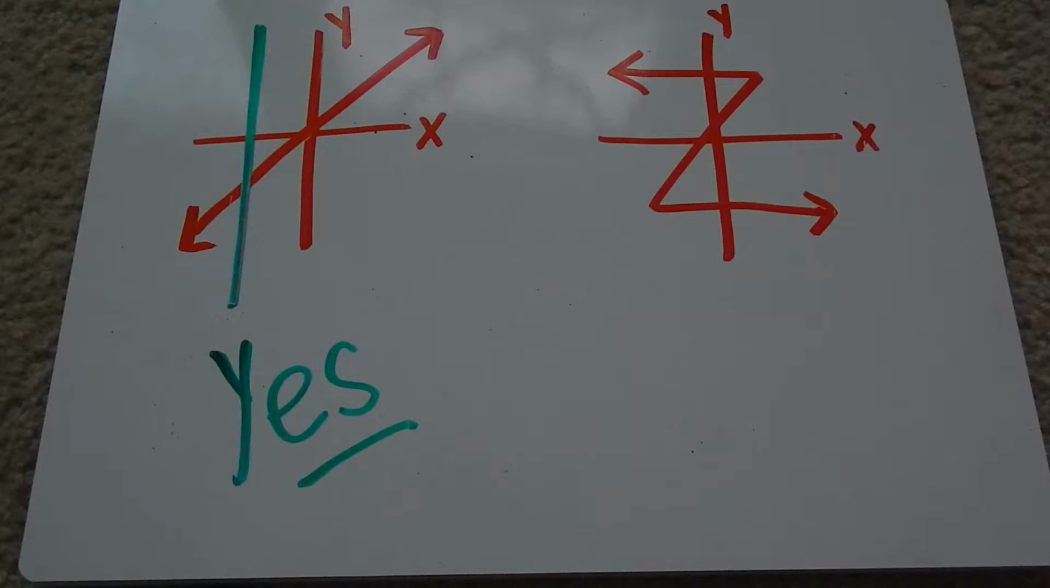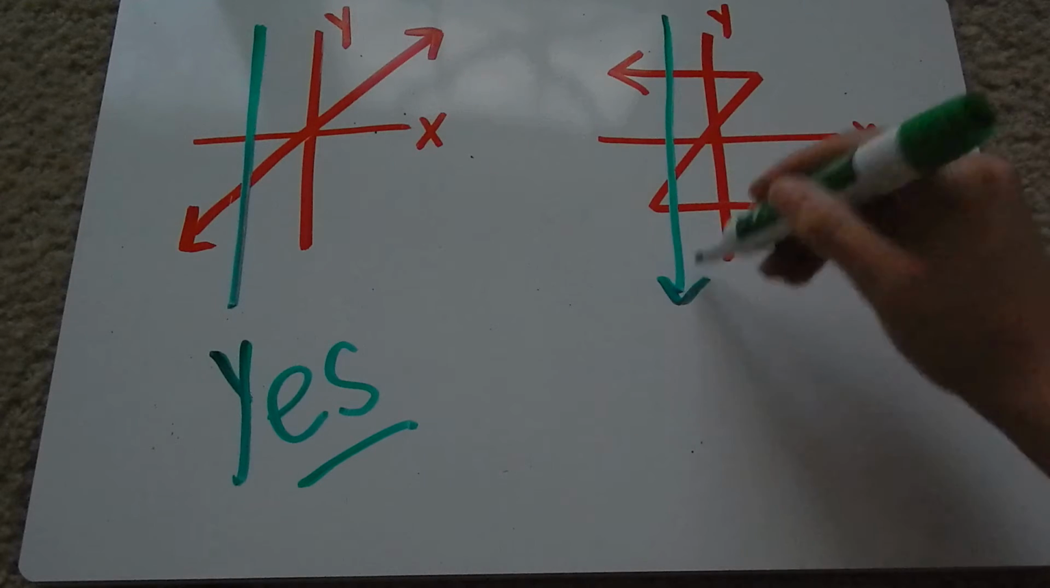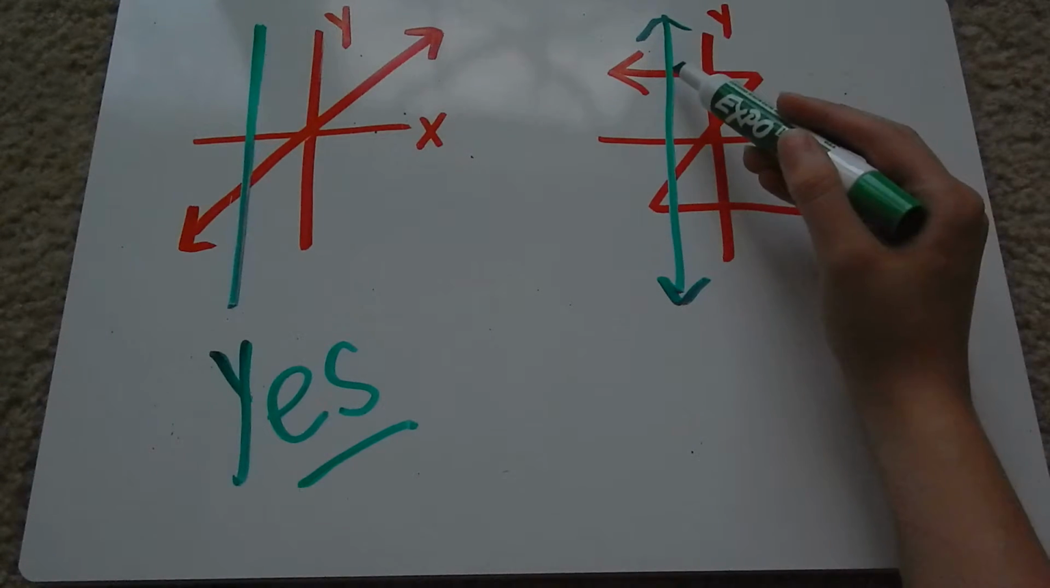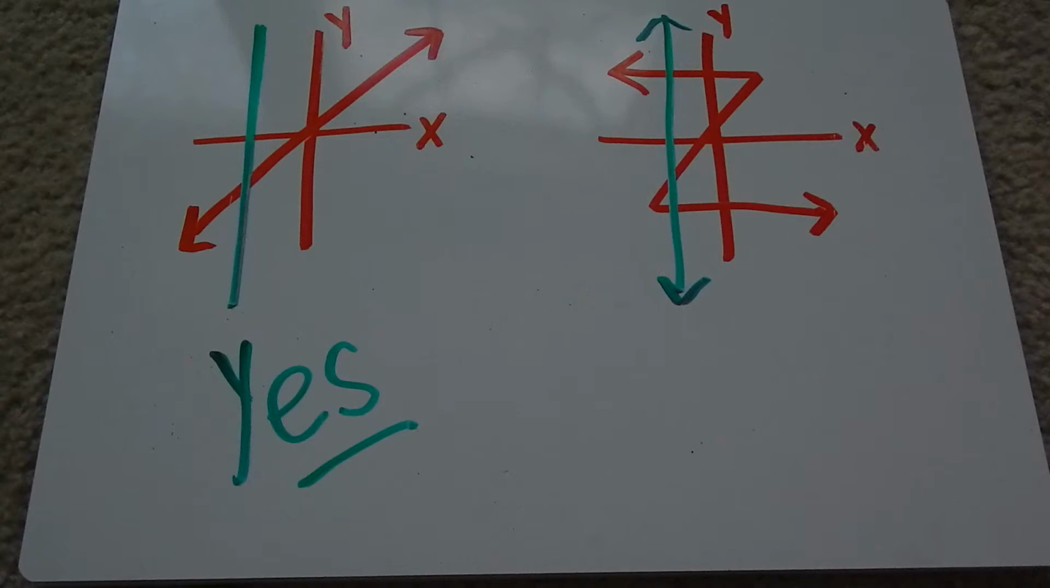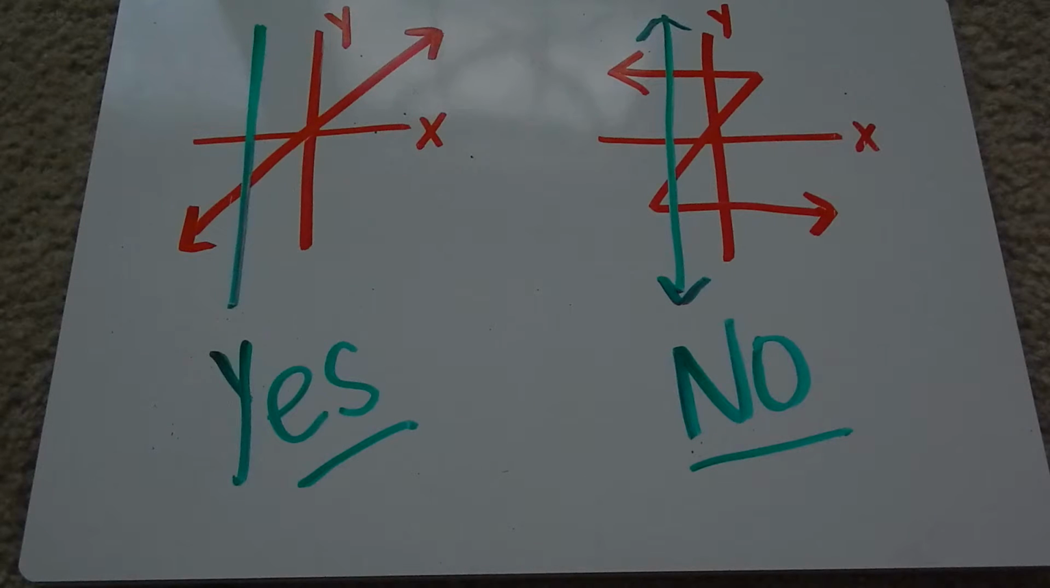In our second graph on the right hand side, we're going to do the same thing. I'm going to draw my vertical line through any point here. You can see that when I draw this line, I actually hit 1, 2, 3 points. So this one is not a function.